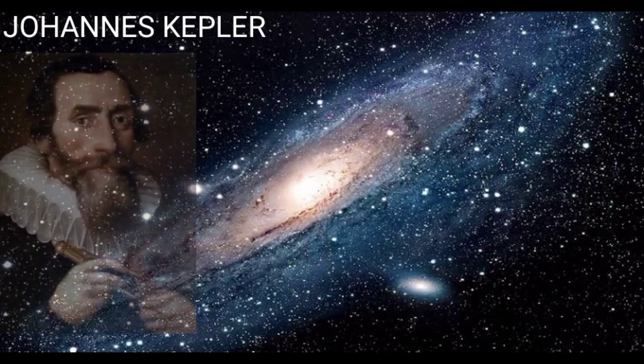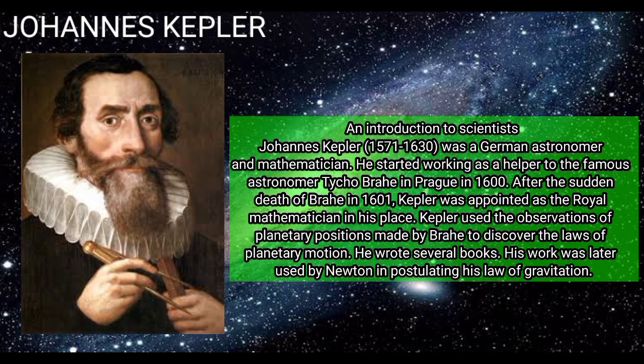An introduction to scientists. Johannes Kepler, 1571 to 1630, was a German astronomer and mathematician. He started working as a helper to the famous astronomer Tycho Brahe in Prague in 1600. After the sudden death of Brahe in 1601, Kepler was appointed as the royal mathematician in his place.